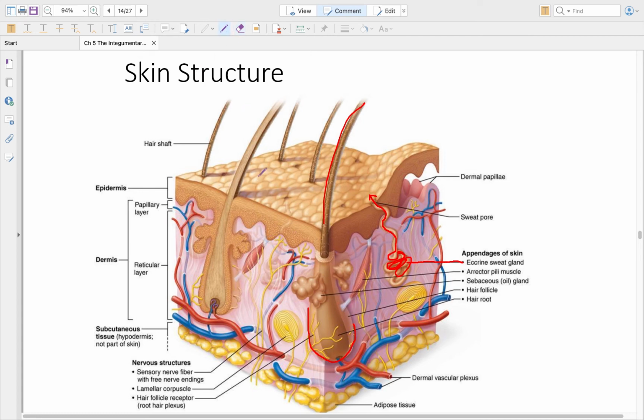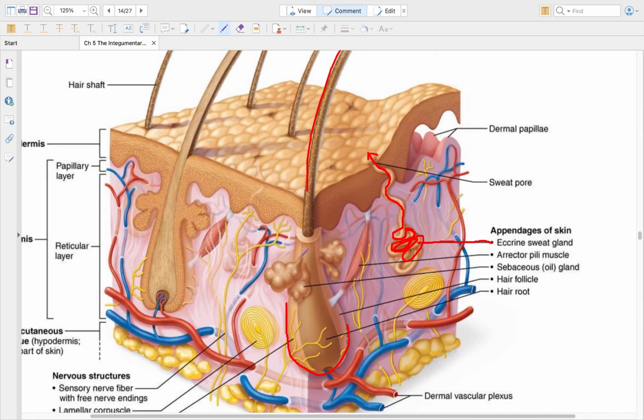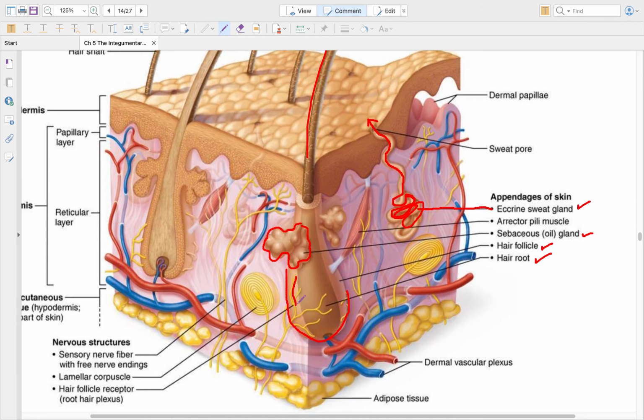Okay, now the first one is this cluster. Okay, and what it actually is, it's our oil glands. So these are your sebaceous oil glands. Okay, now notice that connected to the hair follicle, inside of the hair follicle, you'll see the hair root. And notice these little neurons right here, these nerves. These are hair follicle receptors.